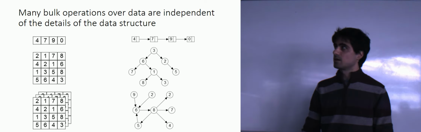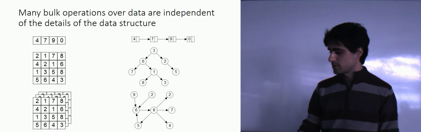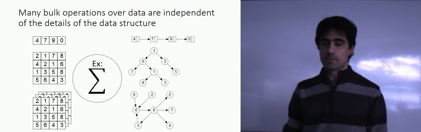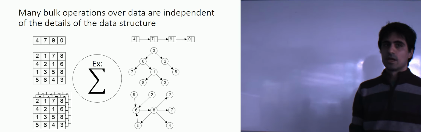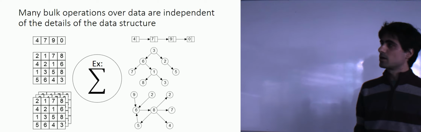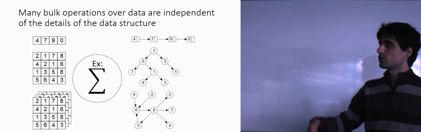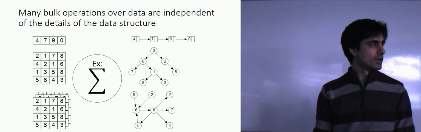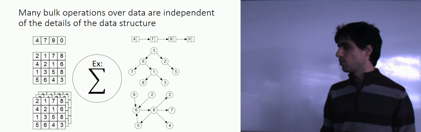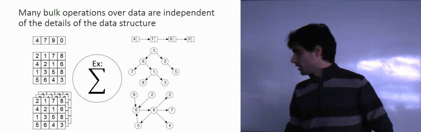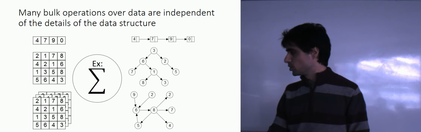However, even though there's all this diversity, it also turns out that many of the bulk operations you want to do over data are actually quite independent of the details of the data structure. So for example, let's take the simple operation of summing. So I just want to sum all the elements in my data structure. If this is the case, then I don't really care if the data is aligned in a 1D array or 2D array or 3D, or if it's a list or a tree or a graph. Well, the only thing I want to do is, however many elements there are, I want to add them all together.